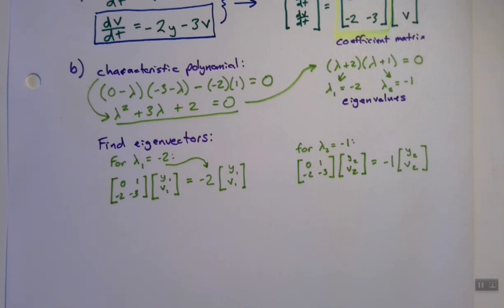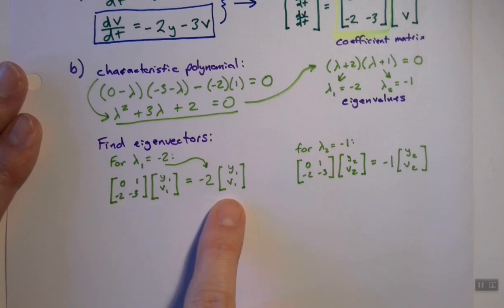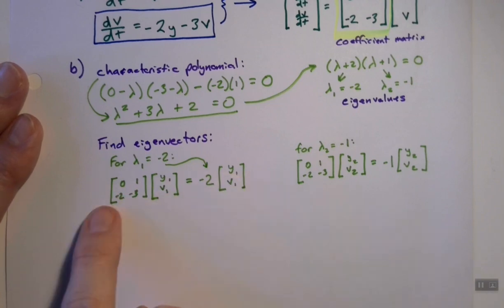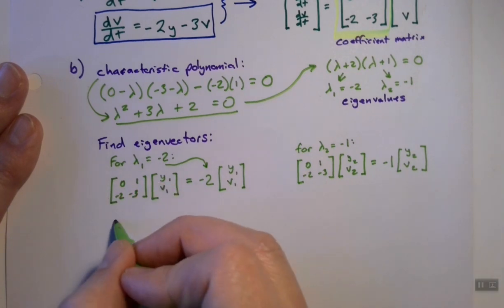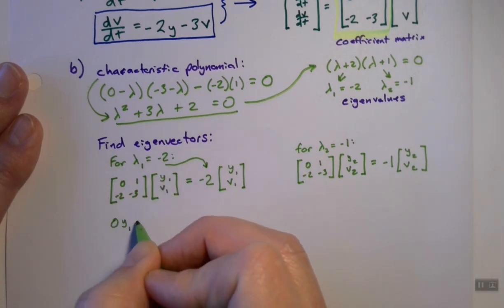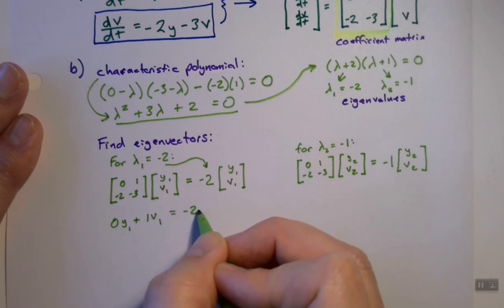So let's play these out. Since this is a matrix equation, it really represents two equations. There's a top equation and a bottom equation. The top equation is 0 times y1 plus 1 v1 is equal to negative 2 y1.